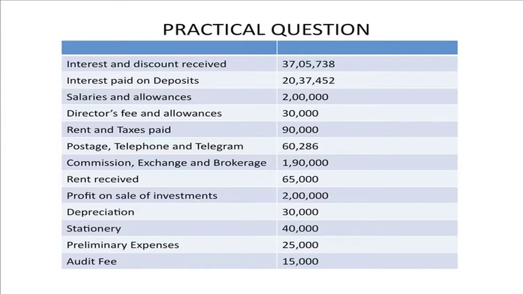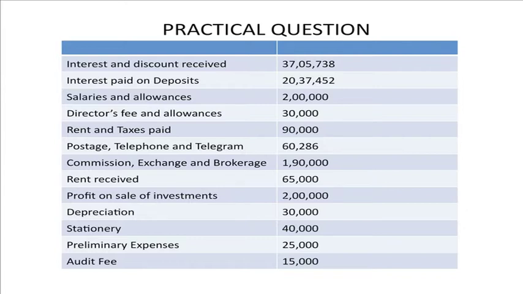Interest paid on deposits, it is paid interest, interest expended 20 lakh 37,452, schedule 15. Salaries and allowances, they are operating expenses for 2 lakh rupees. So under operating expenses it will fall under schedule 16. Directors fees and allowances 30,000, it is again an operating expense, schedule 16 will be touched upon.